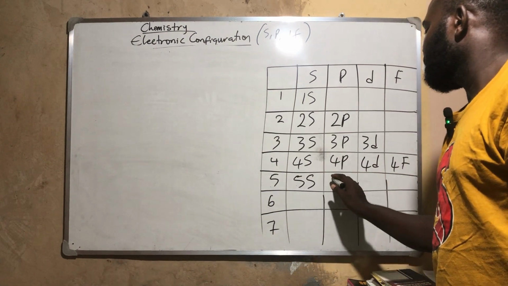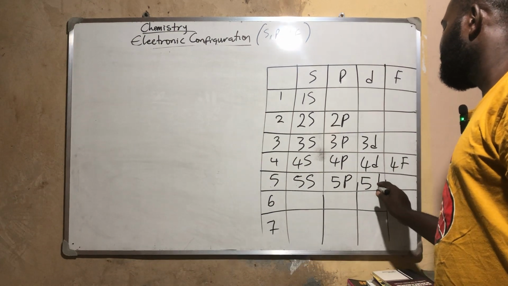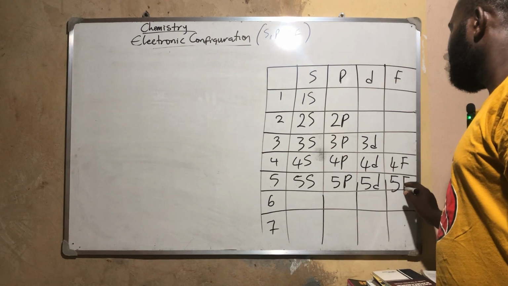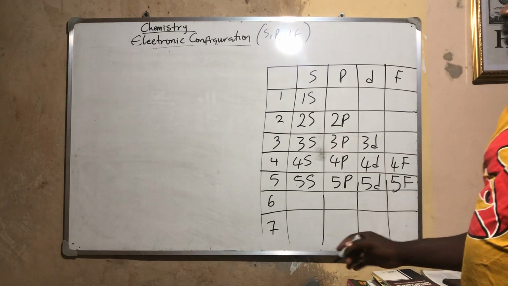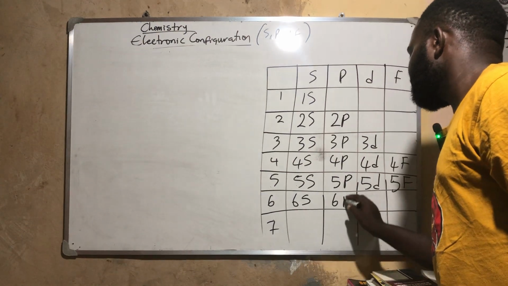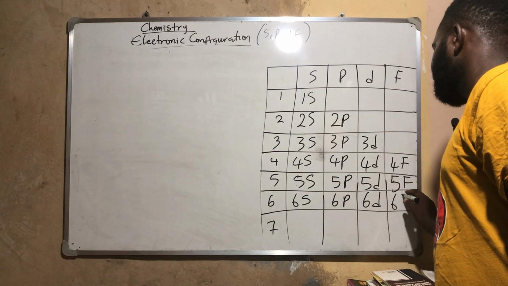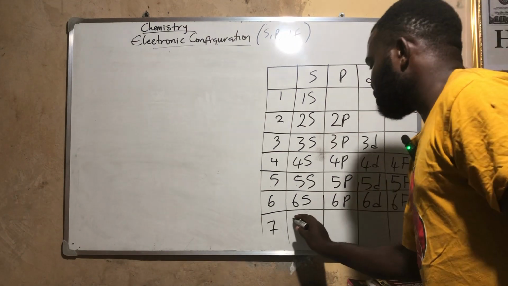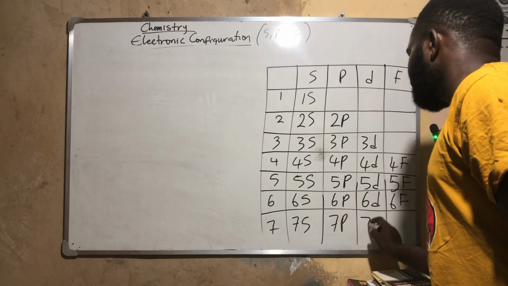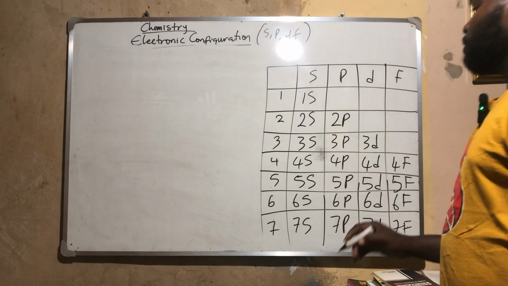Okay, so the next one is what? 5S, 5P, 5D, 5F. Okay, so we don't have the fifth one, so you stop here. So the next one is what? 6S, 6P, 6D, and then 6F. You stop here. So the next one is what? 7S, 7P, 7D, and what? 7F. So you stop here.